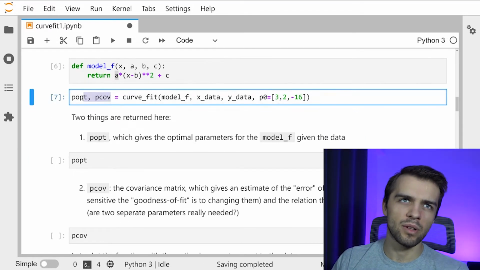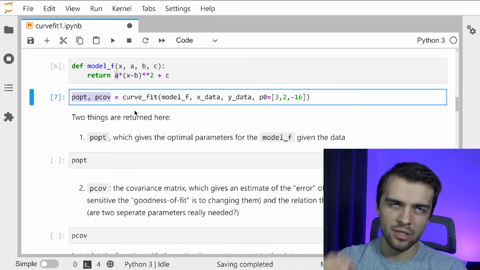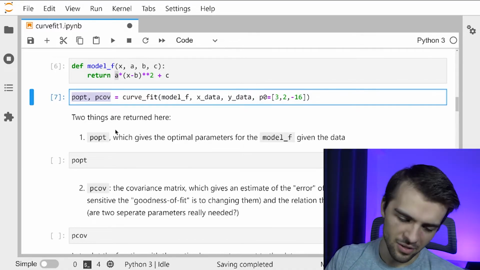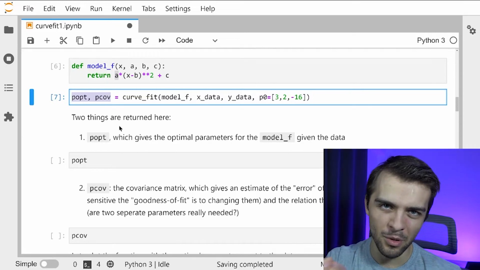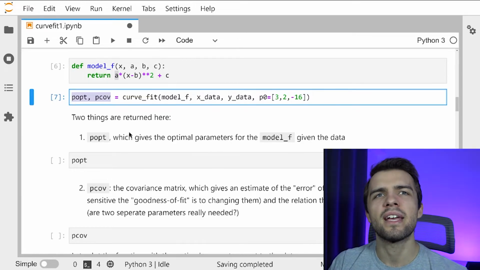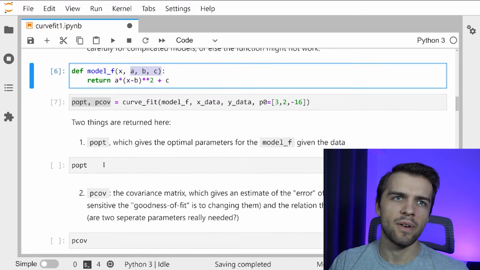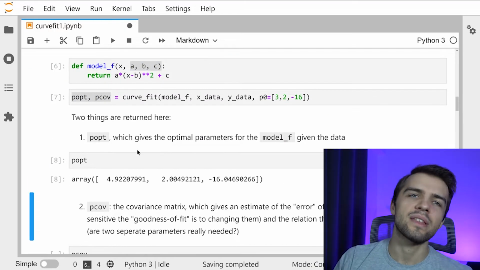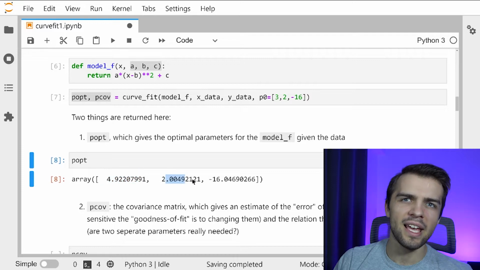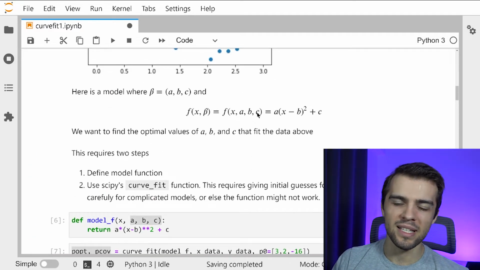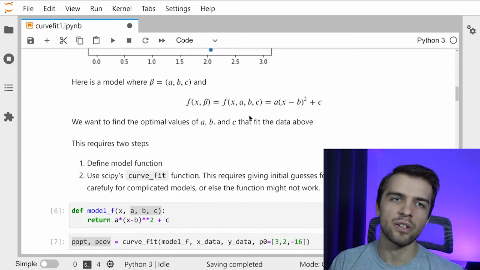So I sort of go like this. It returns a tuple, and I just extract those 2 things. So popt, I call it that, but it's really p optimal, the optimal parameters for model f, and this has 3 parameters. So if I look at popt here, it has 3 things, and these are the optimal values for a, b, and c. So that tells me what a, b, and c should be in this function.